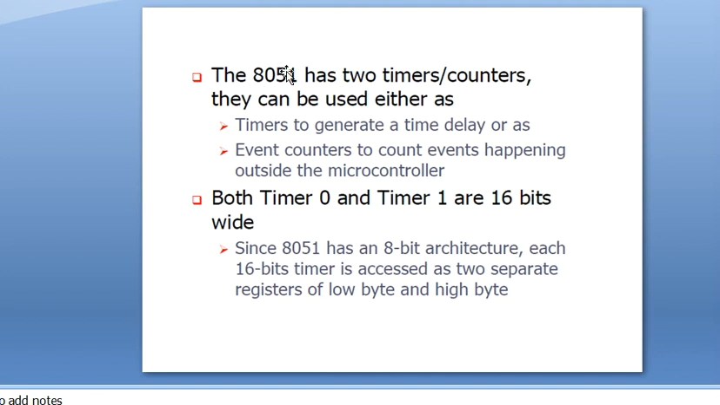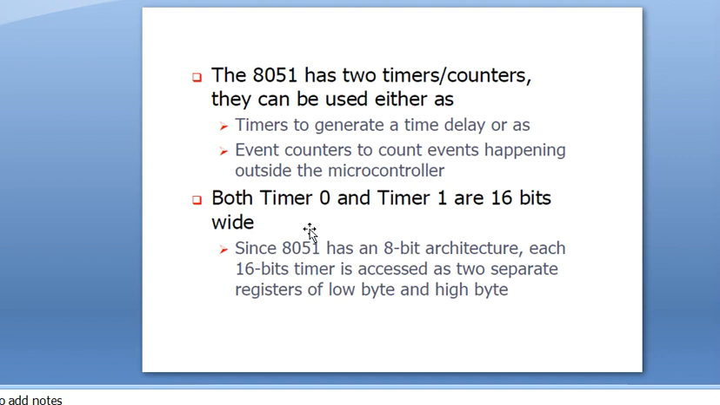So as we know, 8051 has two timers or counters. Each one can be used as a timer or as a counter. Timers are used to generate time delays and counters to count the events happening, right? So there are two timers or counters, and both timer 0 and timer 1 are 16-bit.